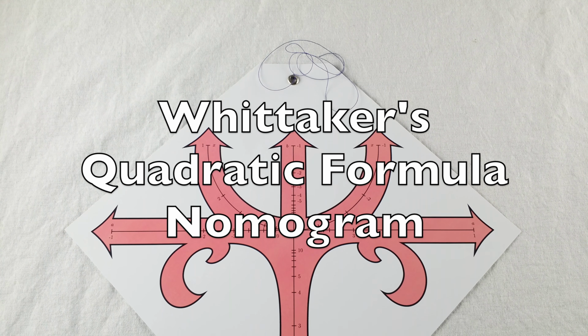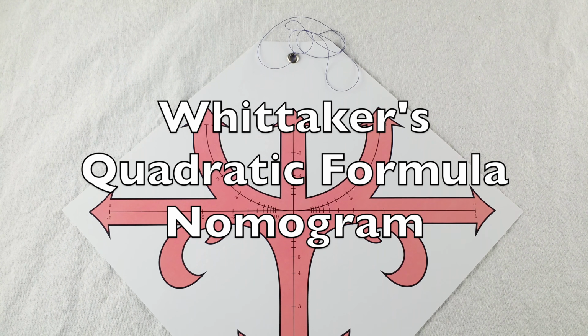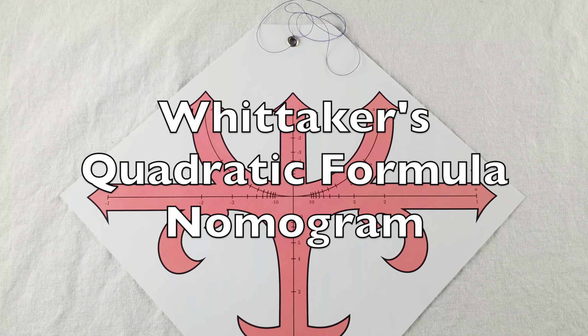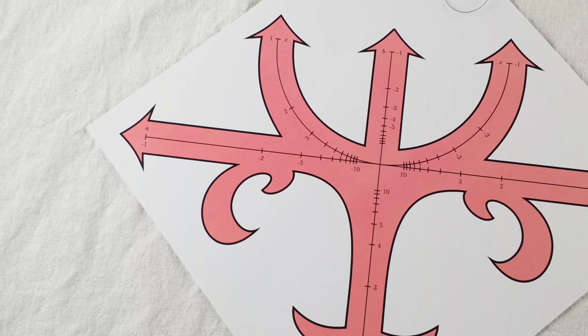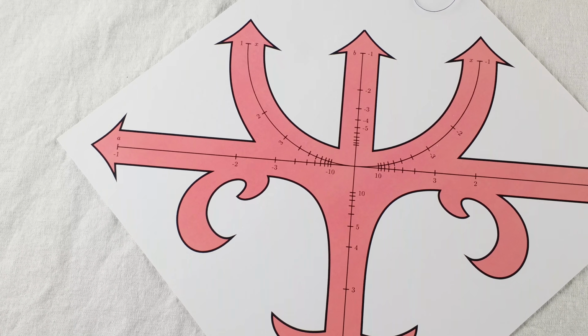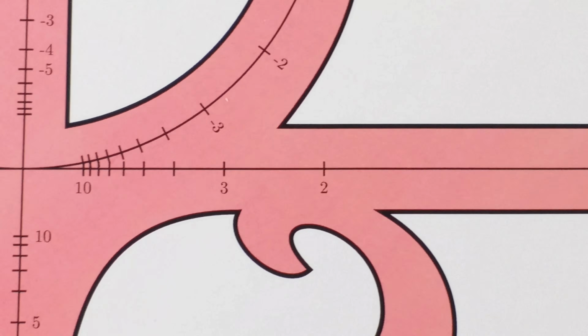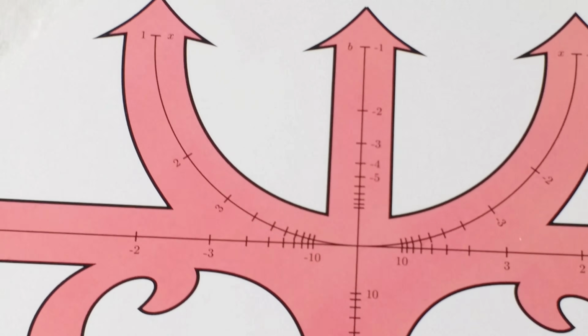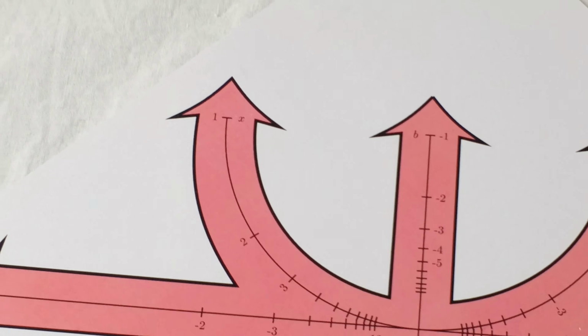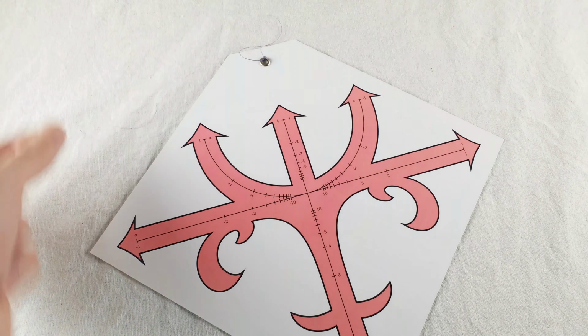This is a simple nomogram for the solution of quadratic equations designed by E.T. Whittaker and published in 1915 in his paper entitled A Simple Nomogram for the Solution of Quadratic Equations. It has two straight axes plus this circular one, and it also has a little string attached up here.